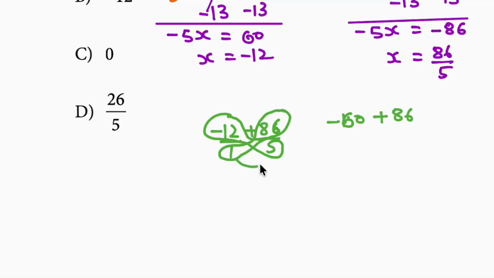And in the denominator, multiply the two numbers. See, it's just looking like a butterfly. That is why it's known as the butterfly method. So that is 26 over 5. That means D is the right option. If you are not comfortable with fractions, just use the butterfly method everywhere.